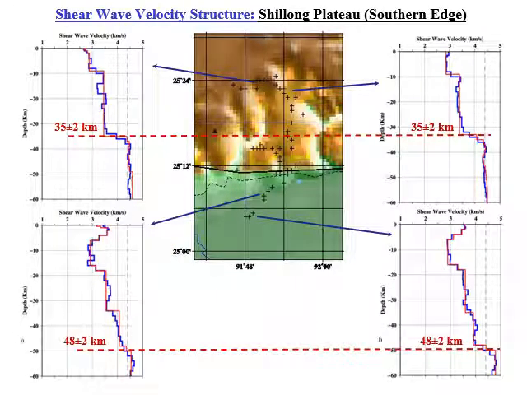Looking at the receiver functions from the south, which samples underneath the Bengal Basin, we can clearly see that the thickness of the crust dramatically changes to about 48 plus minus 2 kilometers for these receiver functions.